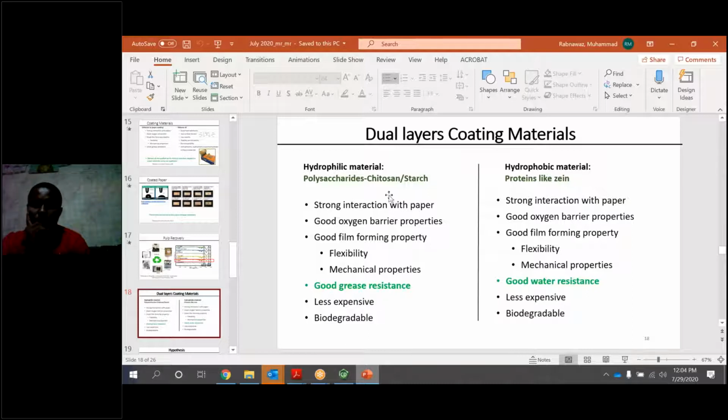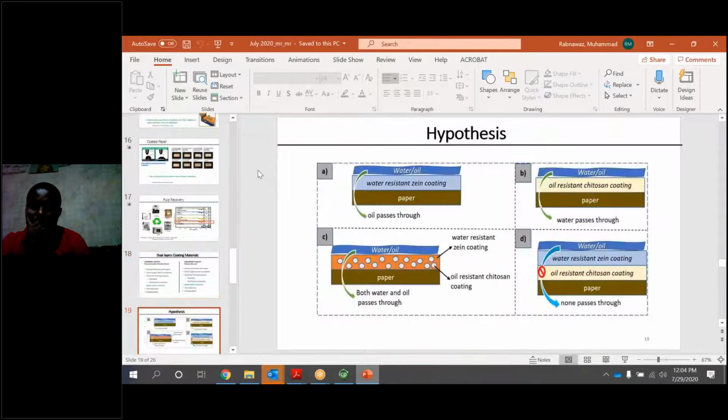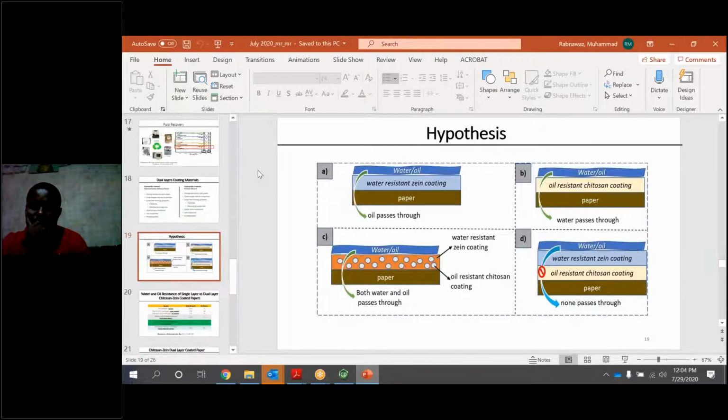We thought that possibly we can select a dual layer, having the first layer as a hydrophilic material like polysaccharide, chitosan or starch, and the second layer as proteins like zein, right? And the reason was zein has good water resistance, and the hydrophilic material like chitosan and starch has good grease resistance, okay? So this is basically the hypothesis about why we came up with the dual layer approach.